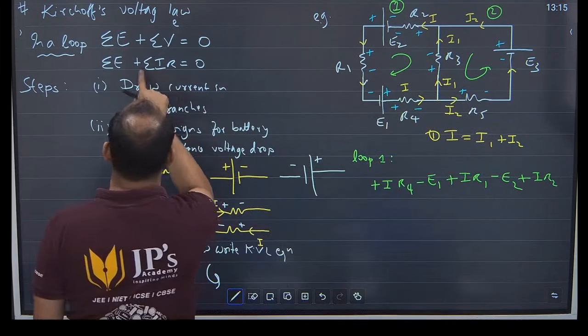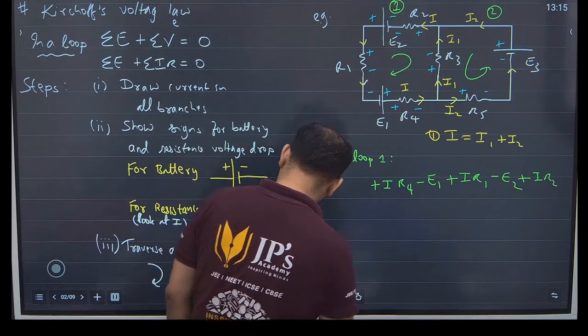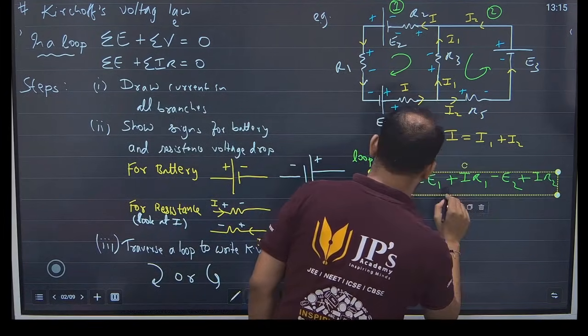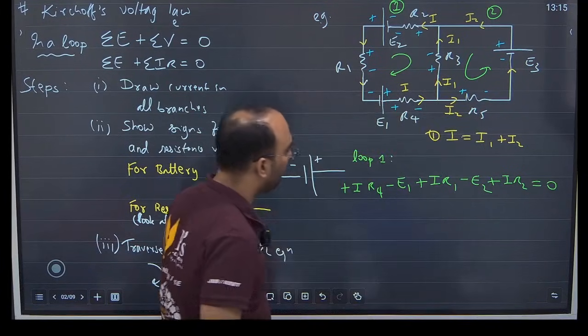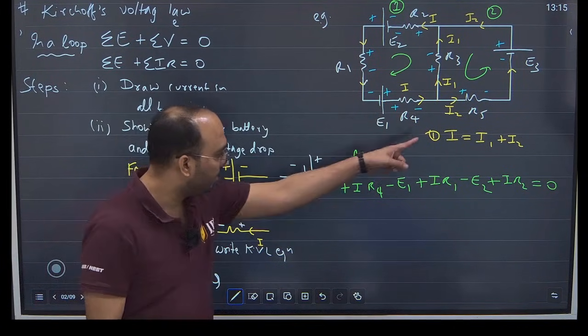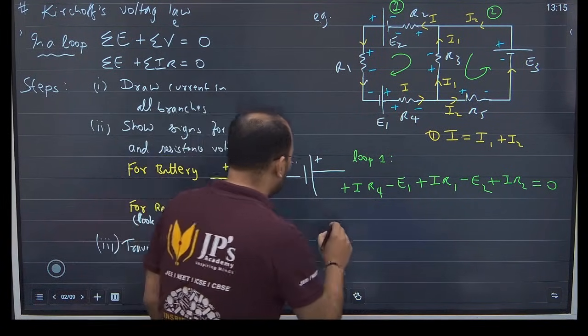Okay, sum of all IRs and EMF is 0. Okay, so basically we can say that this value is equal to 0. हो गया. This is equation KCL KVL. Okay, loop 2 के लिए कर लेते हैं.